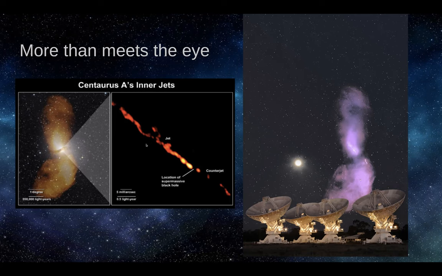Now, the question is, what happens if we want to zoom in? Well, we go to higher frequencies, i.e. shorter wavelengths, and we can increase the distance between our radio telescopes. But okay, that's easy for me to say. What does that really mean in practice?